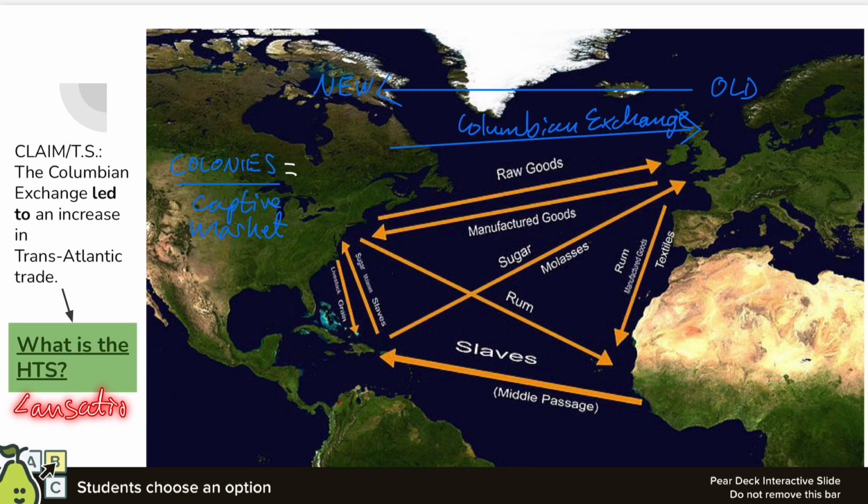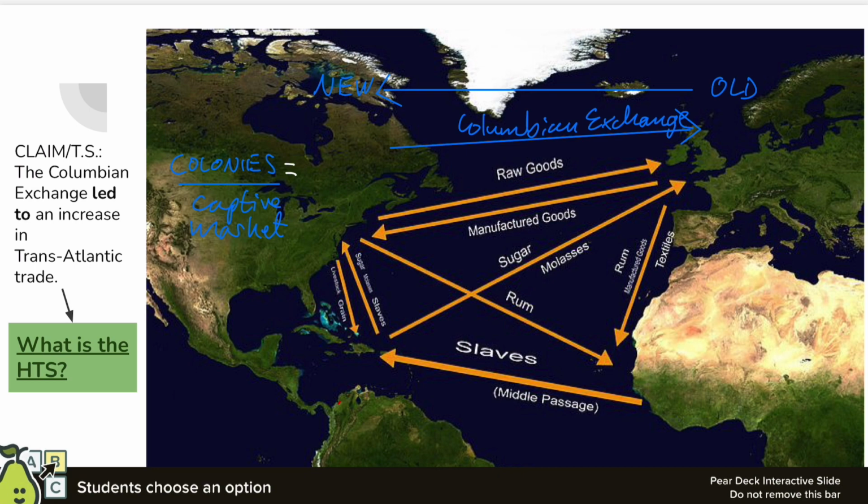Causation. Exactly right. This is causation. And I see in the chat someone said "led to" was the verb that led you to causation as your historical thinking skill. Okay, so the Columbian exchange was the cause of an increase in transatlantic trade.